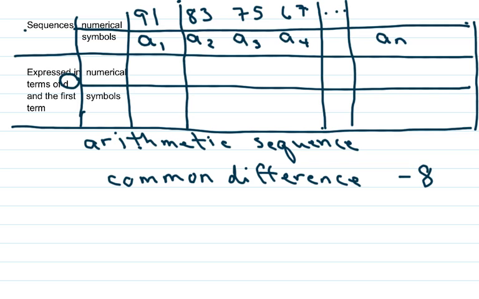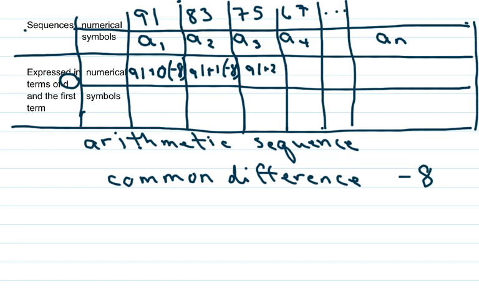So basically my first term is 91, and so that's plus the first term. So that's going to be 0 times -8. Okay, so 91 plus 0 times -8, because we're not subtracting yet. Okay, the next one is going to be my first term again, plus 1 times -8, because we're subtracting 8 once. The next one is 91 plus 2 times -8.